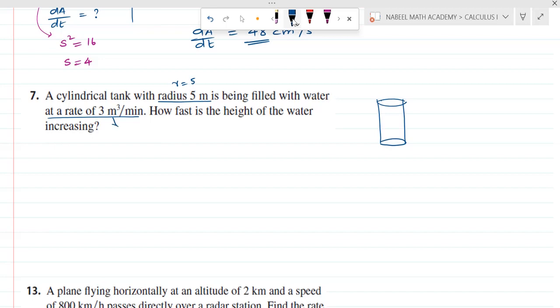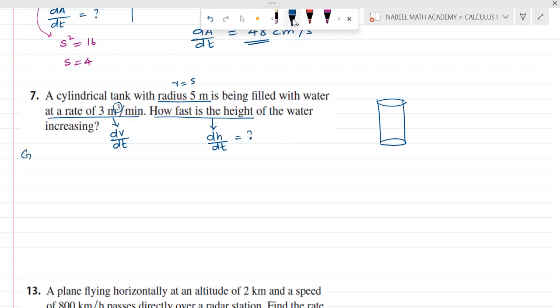How will you identify this volume? Because it's a cubic unit, it is dV over dt, because volume is cubed, three dimensions. Now my interest is to find how fast the height of the water is increasing. Height, this is my question mark. This is my question. Now what are the given things?